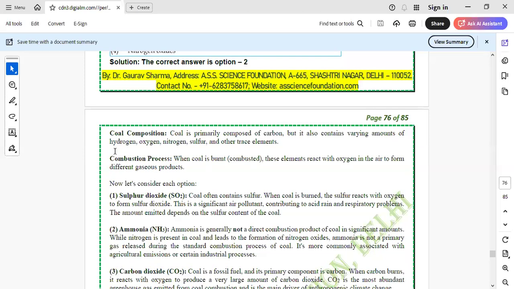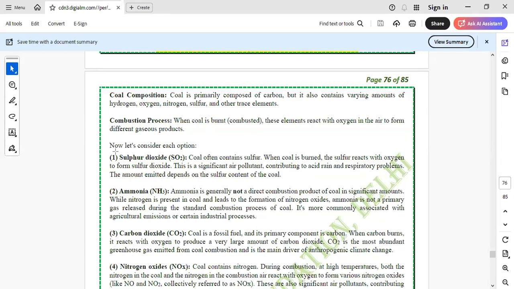You can see here we have mentioned each and every detail. That is the benefit of reading this solution, that coal is primarily composed of carbon, but it also contains varying amounts of hydrogen, oxygen, nitrogen, sulfur, and other trace elements. And when coal is burned, these elements react with oxygen to form different gaseous products. SO2, yes, a huge amount is emitted, right?